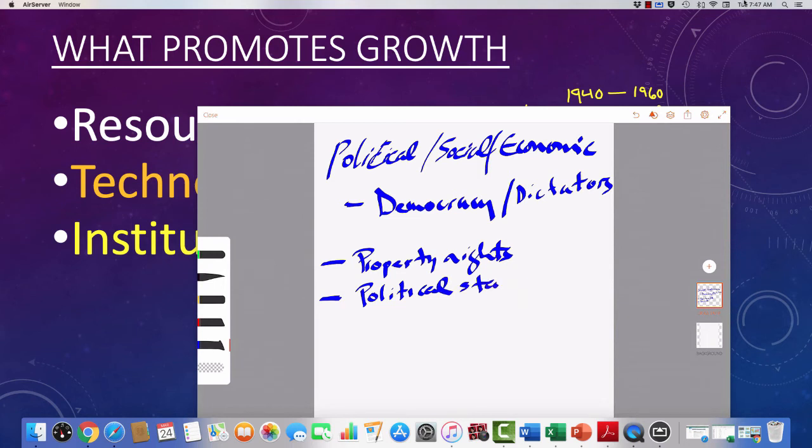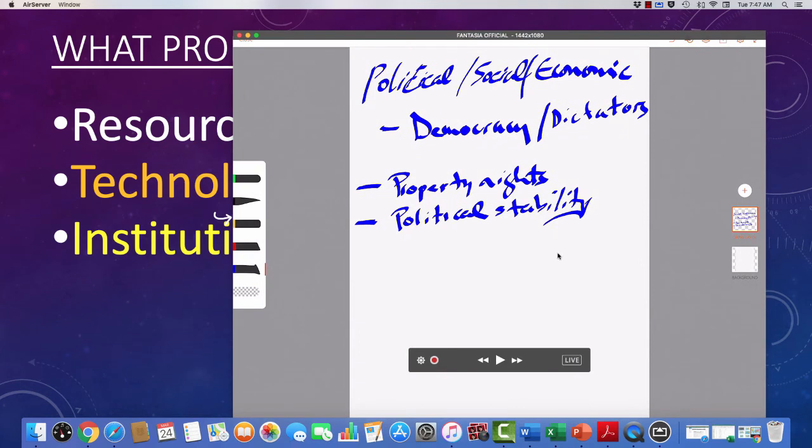Property rights and the defense of those property rights are incredibly important things, as is political stability. Political stability refers to the idea that anytime there's a change in leadership, it goes smoothly. There aren't riots. There aren't gun battles in the streets if your political candidate doesn't win. You say, well, I'm not happy about this, but we'll do better next time. We'll try again next time.